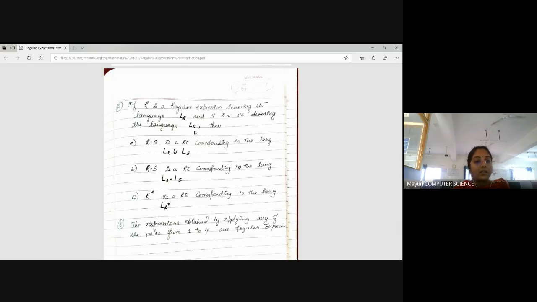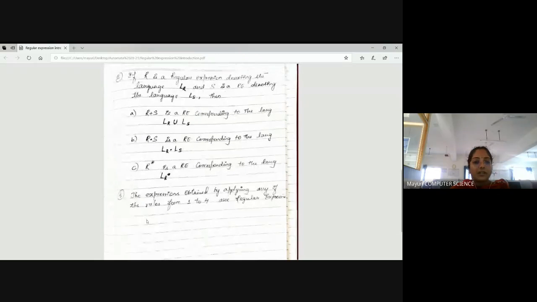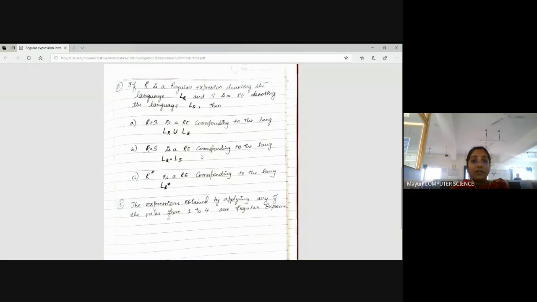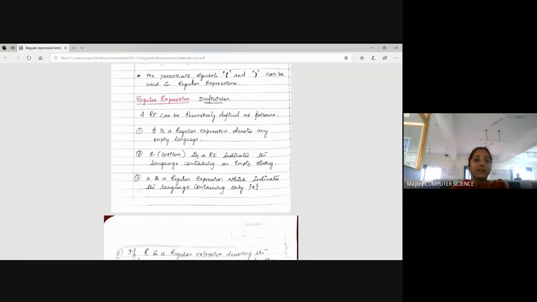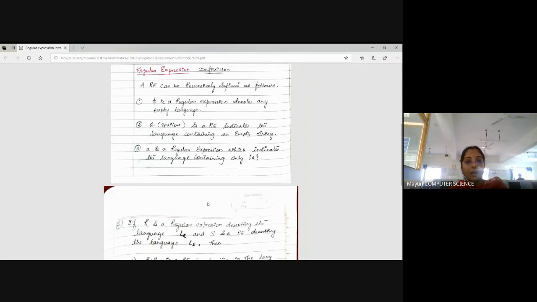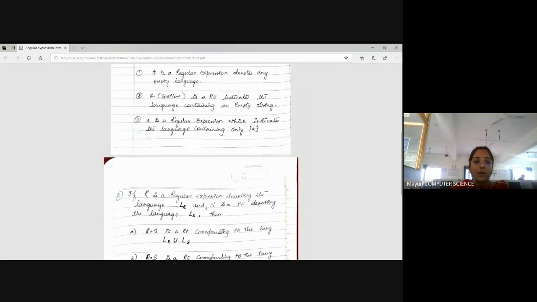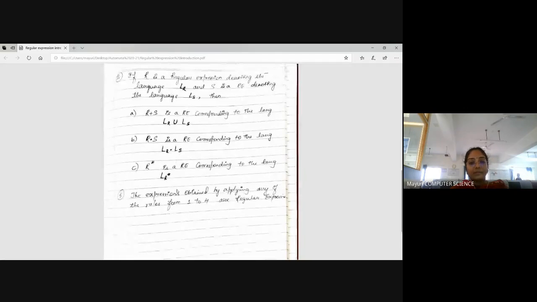In this fourth rule, when I perform a union operation, concatenation operation, or the closure operation on any regular expression, the resulting language also possesses a regular expression. The fifth rule says the expressions obtained by applying rules 1 to 4 are all regular expressions. Whenever it is asked on the question paper, define a regular expression, don't limit your answer to only one statement. All these four have to come: empty language, empty string, string of length 1, and then the operations union, concatenation, and closure.